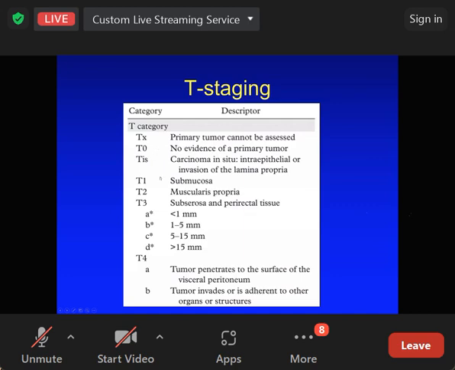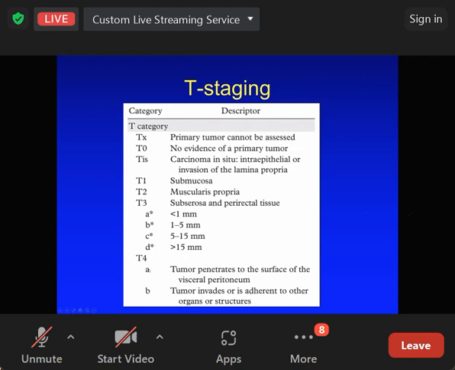You remember your TNM staging. Here is the T staging. So for rectal cancer, the T staging depends on how far the tumor has extended from the mucosa. So T1, it's going to submucosa. T2, it's going into the muscle, the muscularis propria. And T3 is when it's gone through the rectum and is extending into the mesorectal fat. And depending on how far from the subserosa it's gone, will give you the ABCD staging.